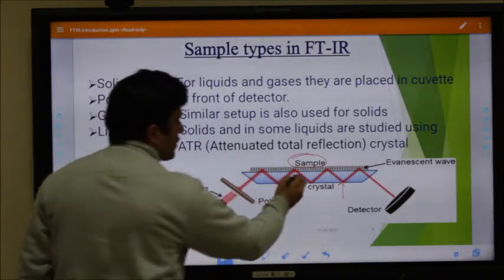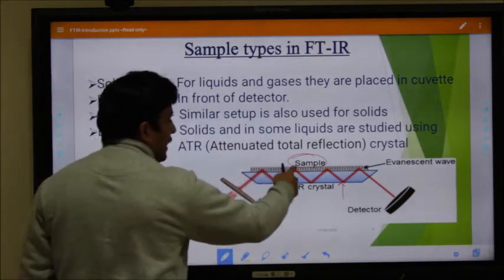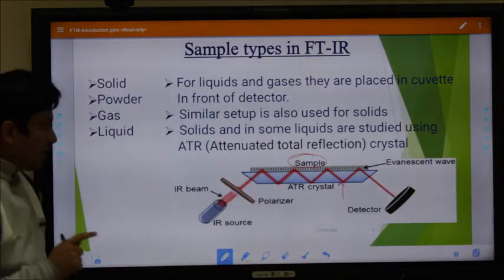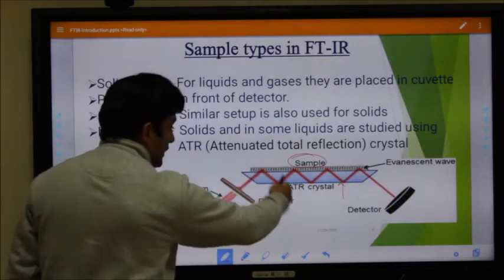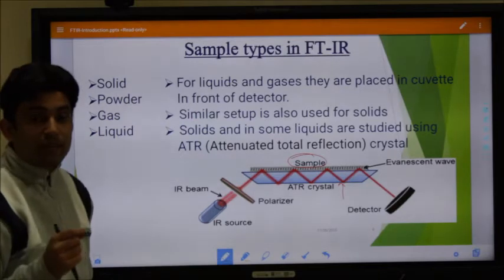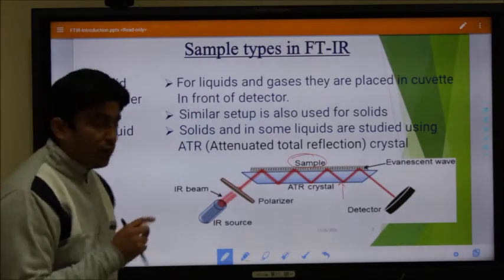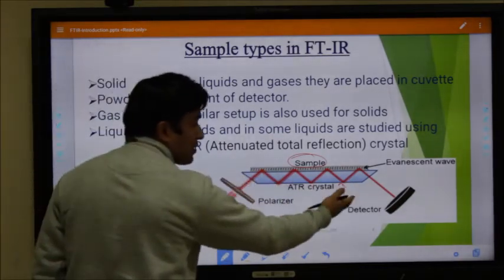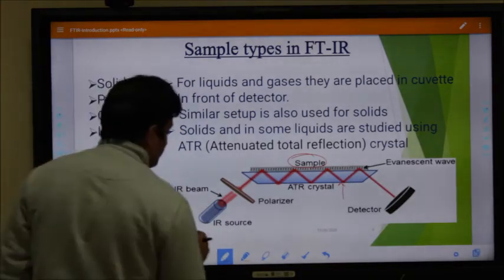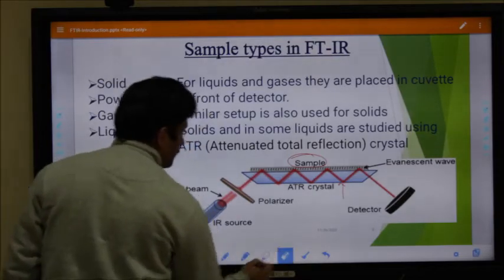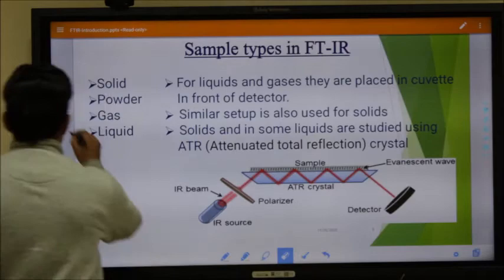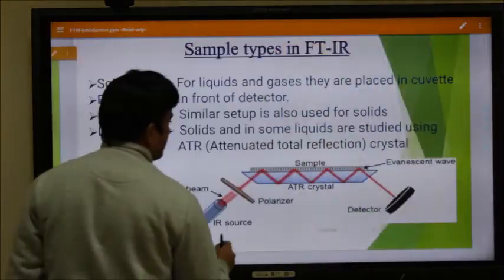You can see it is getting reflected again and again. Now what happens with this process? The more times it is reflected, the more clarified data we get, and the more intense peaks we get. Now let's erase all this data and move on to our next slide.